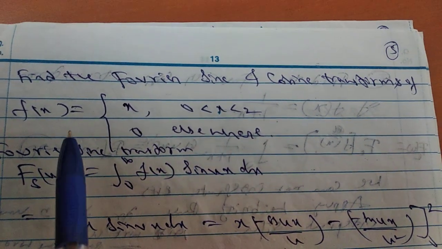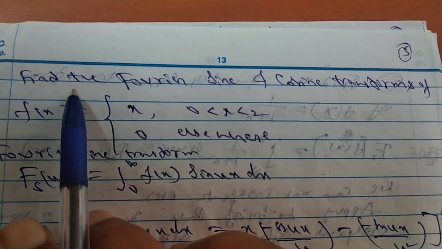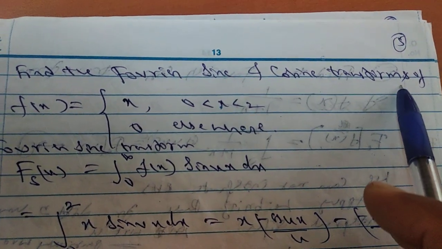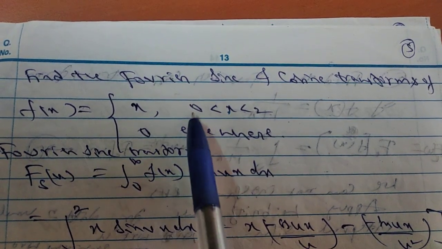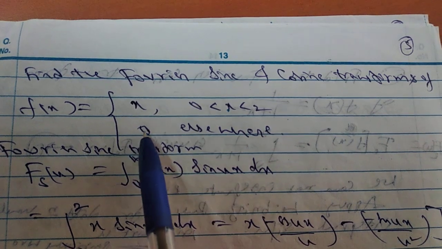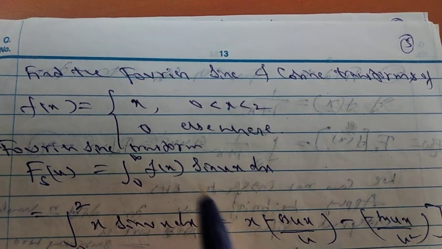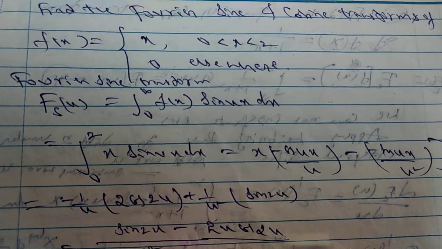So now we take problems on the Fourier sine and cosine transform. First problem: find the Fourier sine and cosine transform of the function given, f(x) = x in the interval 0 to 2, and f(x) = 0 otherwise, or elsewhere. So first you have to find the Fourier sine transform.